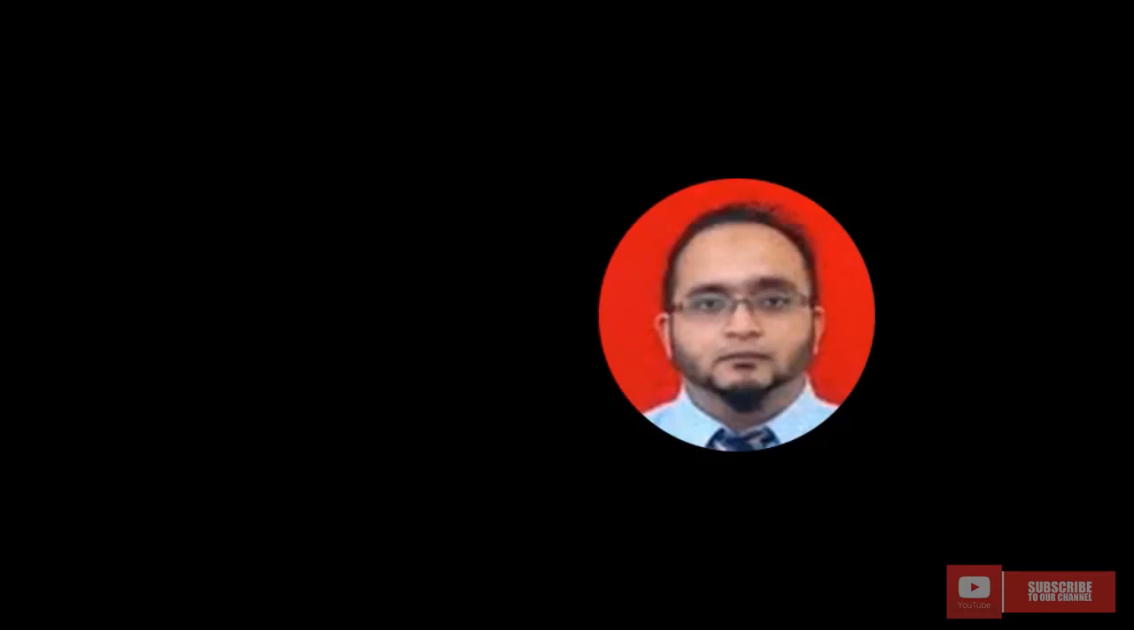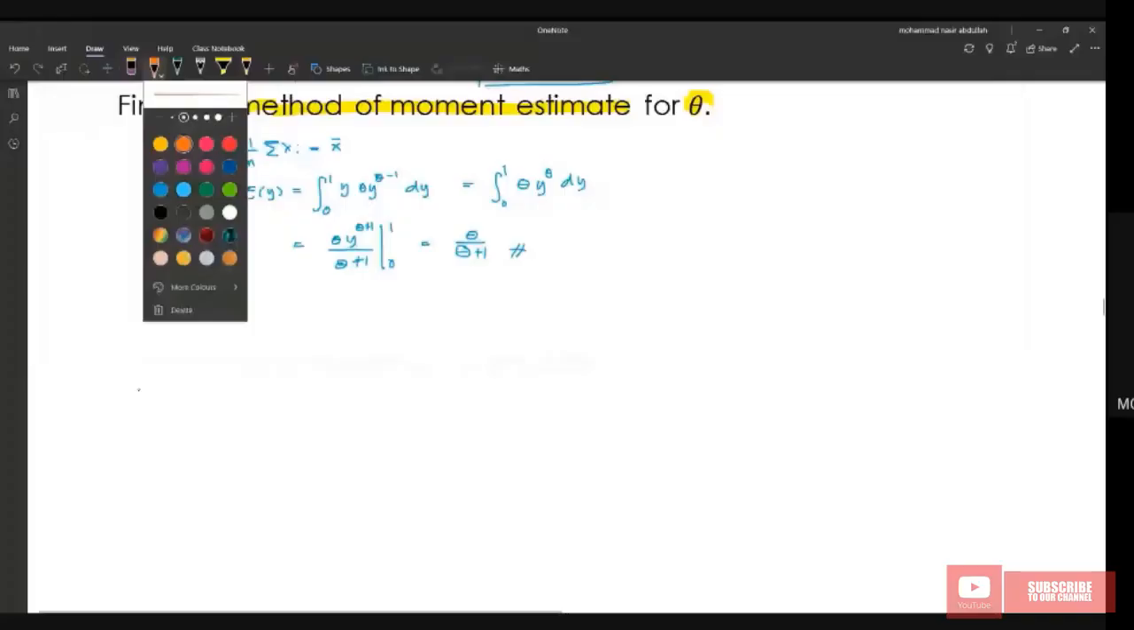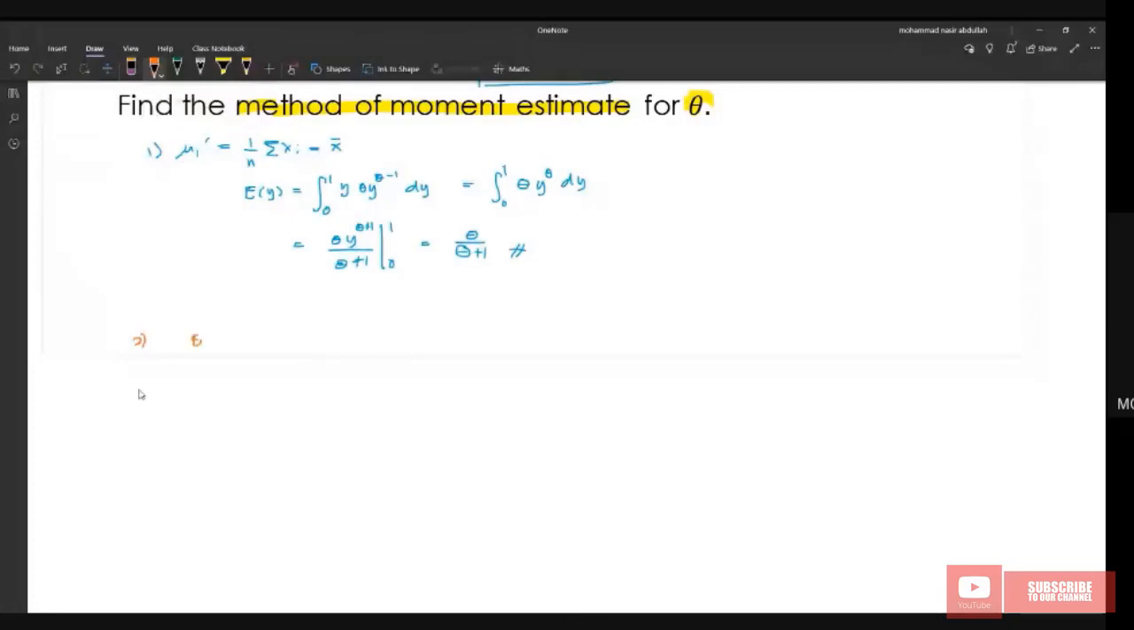So we know that, this is the second step. So expected value of y is equal to 1 over n summation of y, which is y bar, equal to mu1 prime. So mu1 prime is equal to y bar. So I just rephrase that equation: y bar is equal to theta divided by theta plus 1.